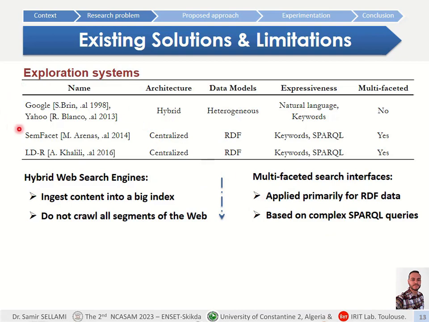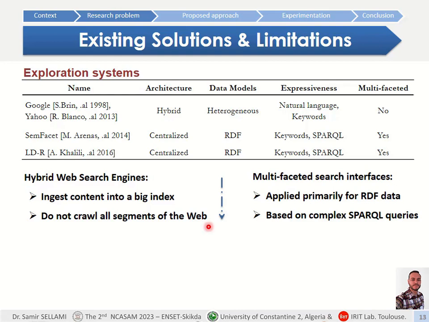On the exploration side, hybrid search engines such as Google and Yahoo perform a more or less federated search. However, these search engines are not federated in the sense that at the time of the search, various decentralized sources are consulted. Rather, they create a content or integrate a content into a very large search index. In addition, they do not allow browsing all the segments of the web, such as the web of data or social web APIs.